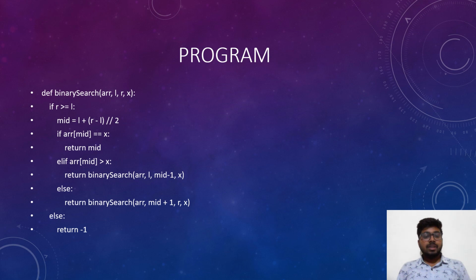So first we will find the mid value and we will check whether the mid value is equal to the key element. If it is equal to the key element, we will return the mid value. Else if it is greater than the key element, we will set r to mid minus 1 and again call the recursive function, and if it is less than, we will set the low value to mid plus 1 and call the recursive function.